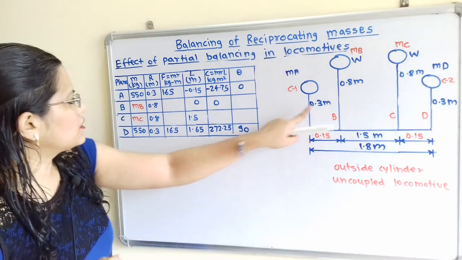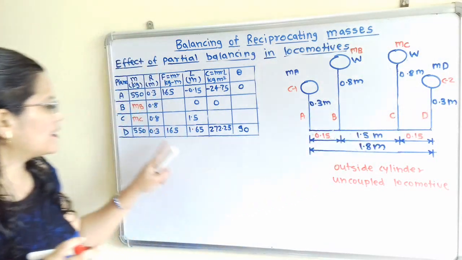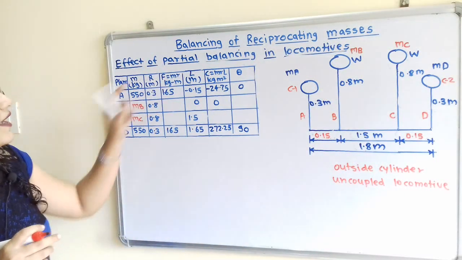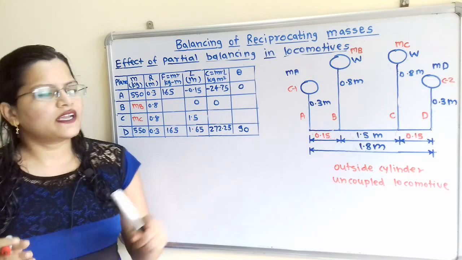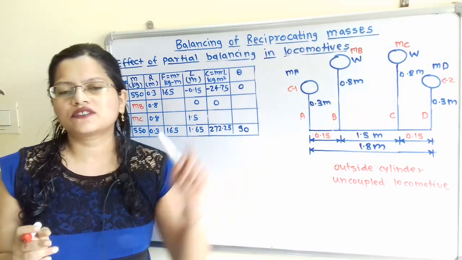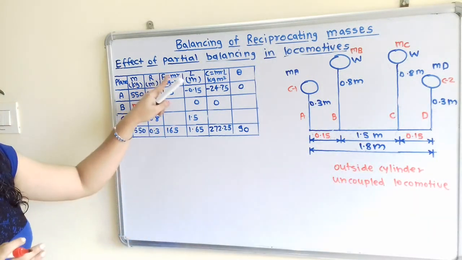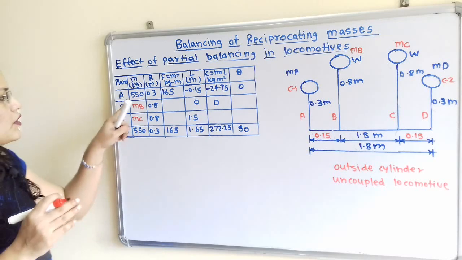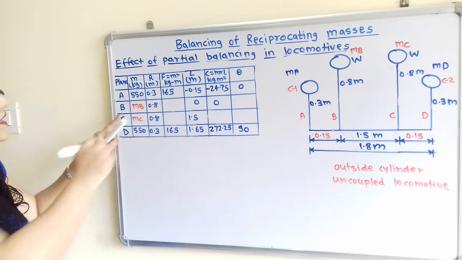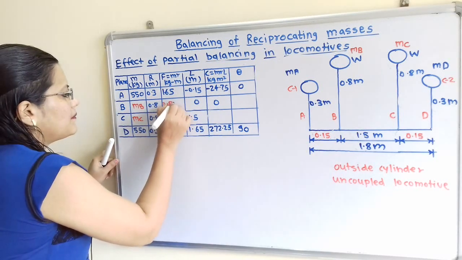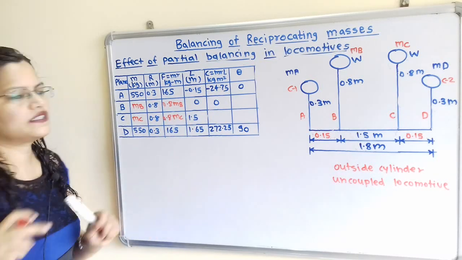So at plane A it is 0.3, at B it is 0.8, then at C it is 0.8 and then again it is 0.3. Then we will find out the centrifugal force. So centrifugal force is m r omega square. But here omega, that is the angular velocity, is constant for all these rotating masses, and we will refer here formula F is equal to m into r. So we will take here 550 into 0.3, that is 165. Then here 0.8 mB, and next 0.8 mC, and again it is 165.